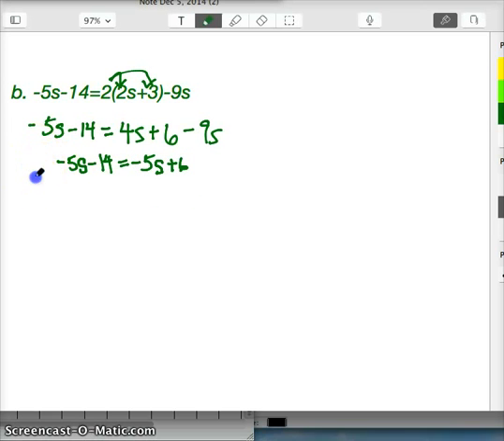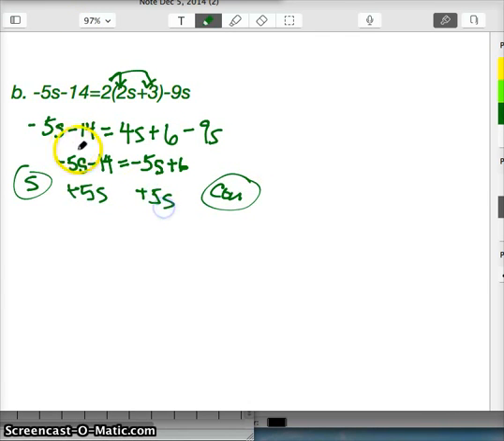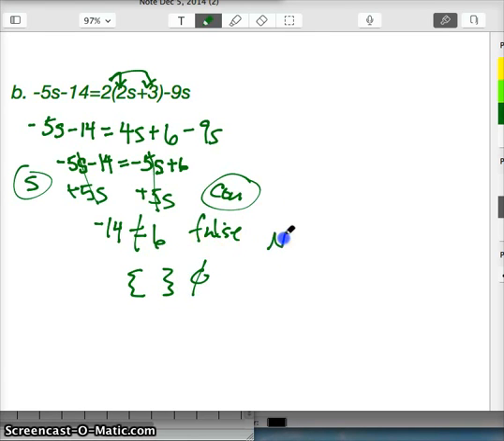Let's go ahead and choose one side for our s terms, the other side for our constants, and see where we go. I'm going to add 5s to both sides. When I do that, things fall apart. I end up with negative 14, because the 5s cancels out here and cancels out here, is equal to 6, which is just crazy talk. This is false, and we know that the answer to this is the null set. And we've got two ways to do it, so that there is no answer, no real answer. I like to put real.